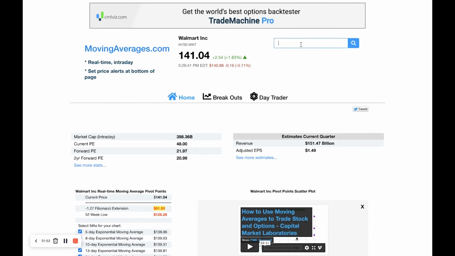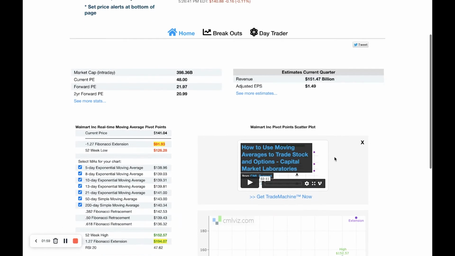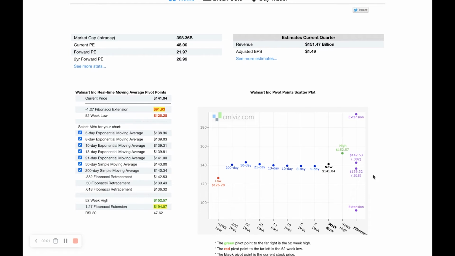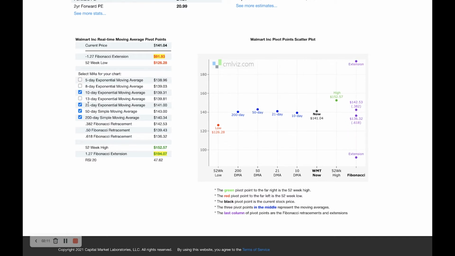You just type in your stock symbol here, and then down below we have this here, which shows us I have every single pivot point selected on that chart. I can remove. Usually I don't use the 8 or 5 or the 13, but I usually use the 10, the 21, the 50, and the 200 in my analysis.